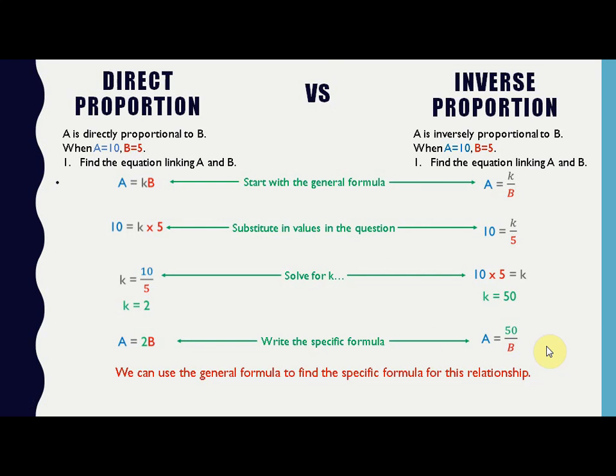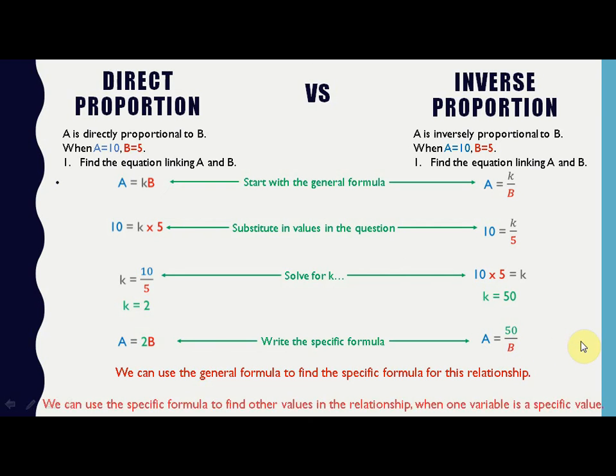So we can use the general formula to find the specific formula for this relationship. First we have to write the general formula, then we calculate the specific relationship by finding the value of K.